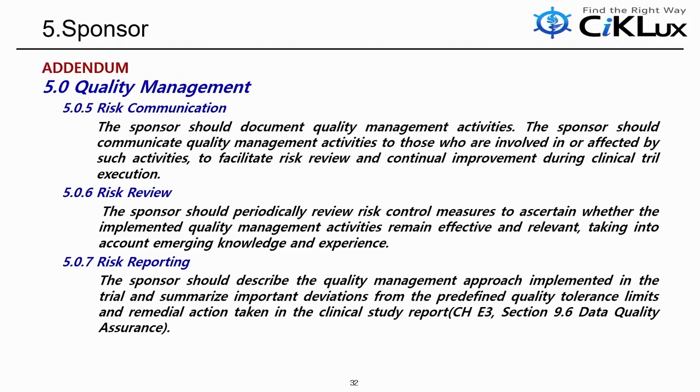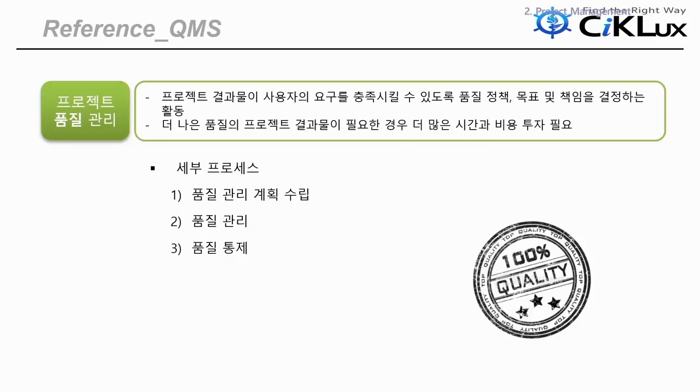And after all, the risk management approach needs to be described and reported in the CSR. ICH E3, Section 9.6, Data Quality Assurance: the quality management process should be reported in the CSR. So that's important for risk management.